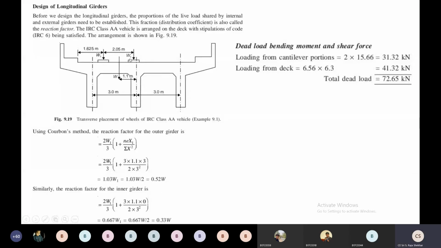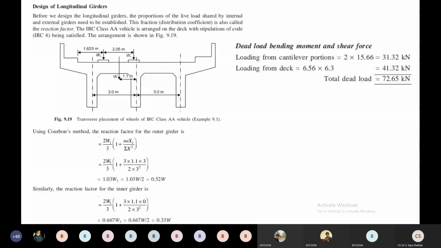If you apply the live load on the slab panel after giving the standard spacing, the live load reaction coefficients you're going to get for the outer girder is 0.52 W. For the inner girder we are getting 0.33 W. So this is about the reactions. Now for the design of the longitudinal girder, we require dead loads and all those things.